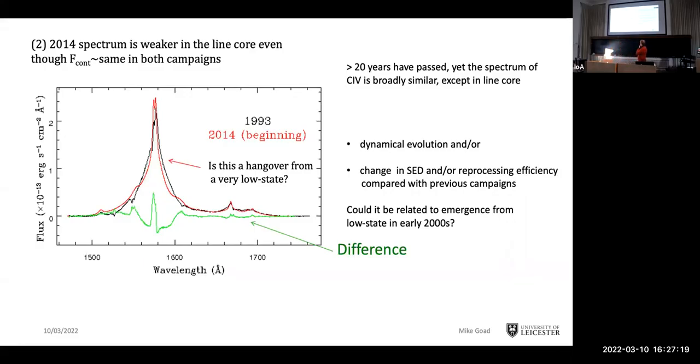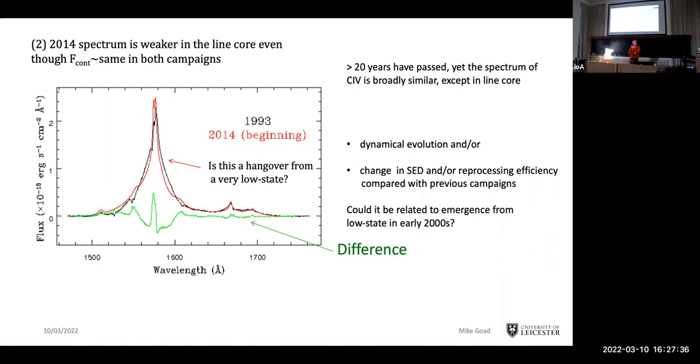But what you can see is that the line profile is pretty broadly similar, right? It doesn't look horribly different, but it's definitely weaker. So the red line is definitely weaker in the line core. So the equivalent width has probably changed.